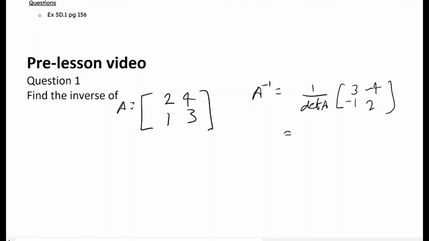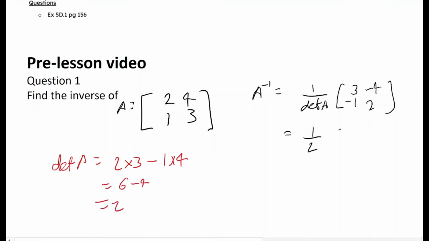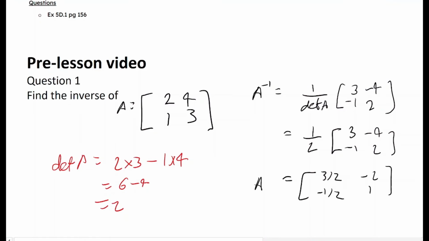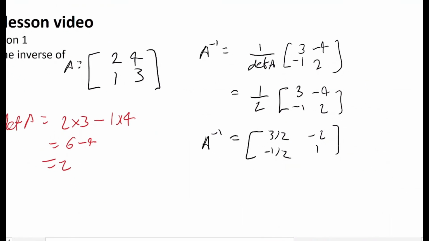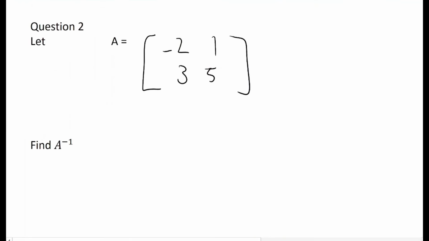Now we'll work out what the determinant of A actually is. I might do it off to the side here. The determinant of A is 2 times 3, so the diagonals, take 1 times 4, the other diagonal. So that's 6 take 4, which is 2. So let's work this out. 1 over 2, 3, minus 4, minus 1, 2. And that just simplifies down to 3 over 2, minus 2, minus 1 over 2, and 1. That's our inverse. Now, if you want to check, you could times A with A inverse and you get the identity matrix.